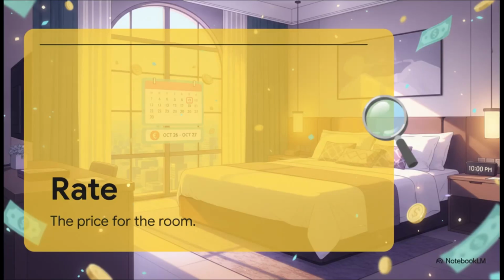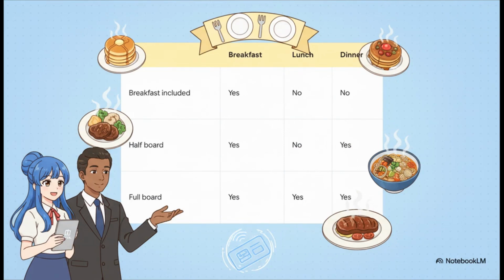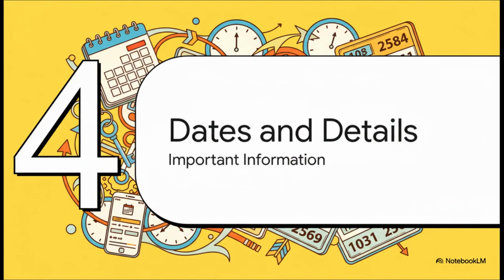Let's talk about money, the price of the room. What do we call that? We call it the rate. And the rate is usually the price for just one night. Guests also have to choose a food plan sometimes. Let's look at the options. If they choose breakfast included, well, that's pretty simple. They just get breakfast. Now, half board includes breakfast and dinner, and full board, that's the whole package, breakfast, lunch, and dinner. Fantastic. We're moving right along to section 4, dates and details.